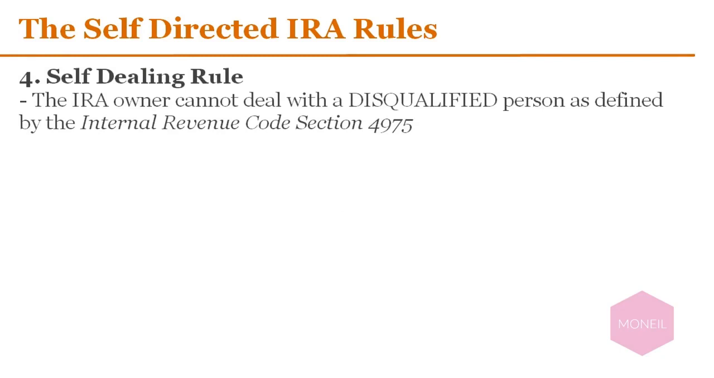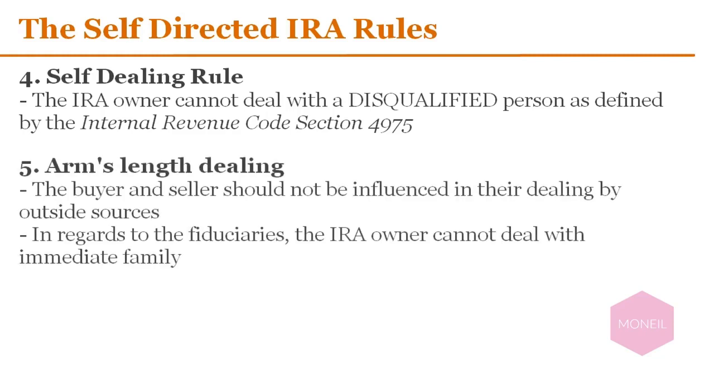Another rule which is very prominent is called the self-dealing rule. Your IRA may not buy an investment from or sell an investment to a disqualified person as defined by the Internal Revenue Code section 4975. To do so is known as self-dealing. Additionally, investments made with self-directed IRAs must be at arm's length, which is most often defined as a willing buyer and willing seller coming together with no undue influence from outside sources.